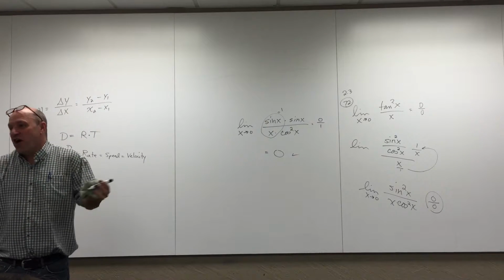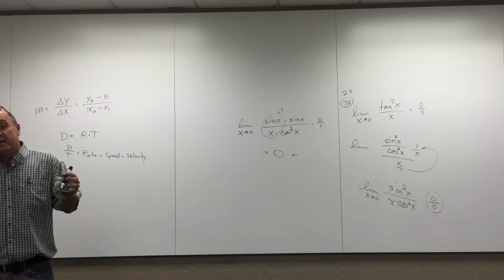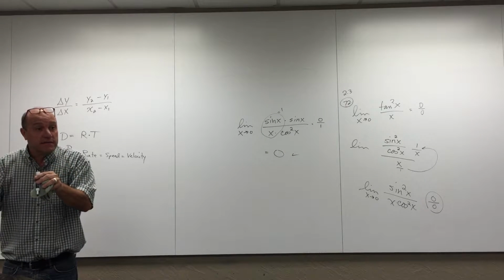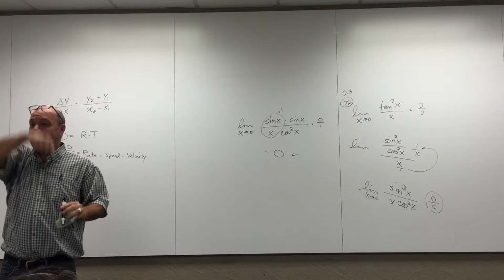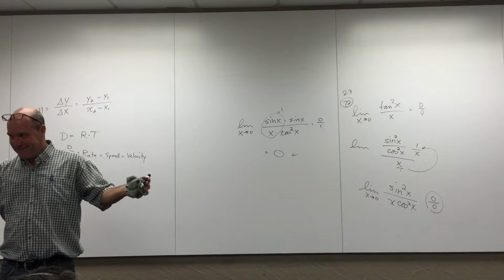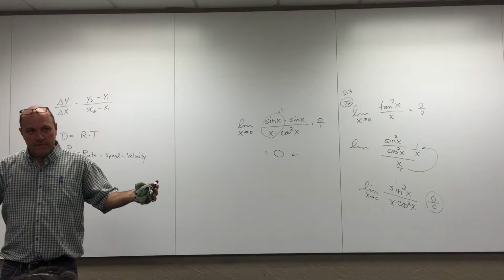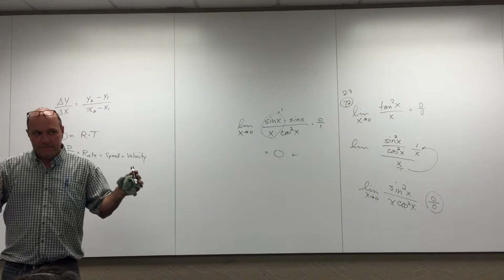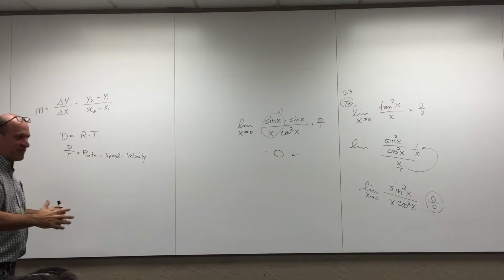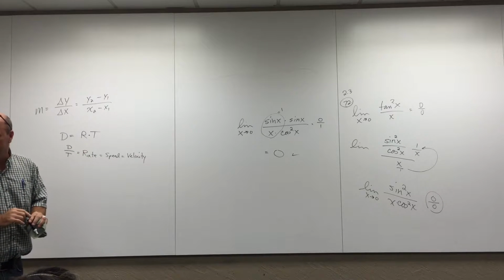Speed is really just the number. Speed is the absolute value of velocity. You following me? I don't care whether it's going up or down. I just want to know how fast it's going. That's speed. So I was loosely using those words. Maybe now I'm specifically using those words, perhaps.